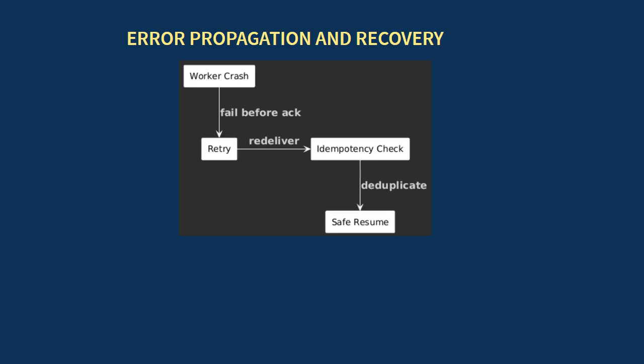Failure in the background is different from failure in a request-response flow. There may be no user waiting for an error. So do we just retry the worker? Only if the handler is retry safe. Usually that means idempotency, durable state, or another recovery path that avoids duplicate side effects.